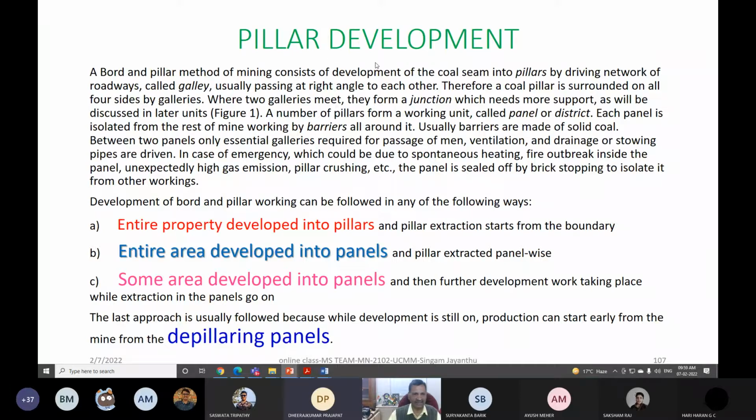Don't worry about any spelling mistakes. Usually passing at right angles, as I have shown you how it is being done using pens, right? Rectangle, square, and then rhombus shape. Therefore, a core pillar is surrounded on all four sides by the galleries. Very simple. Where two galleries meet, they are called junctions, and that is a place where we need more supports, because at junctions there is more possibility of failure, roof control problems or side fall and so many things, which need more support, as will be discussed.